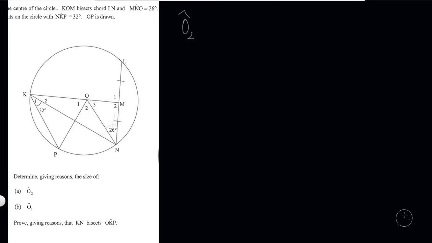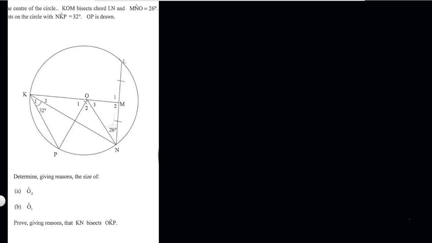Alright, we are doing Euclidean geometry. So the first question is to find the angle O2. This is the angle O2, okay?